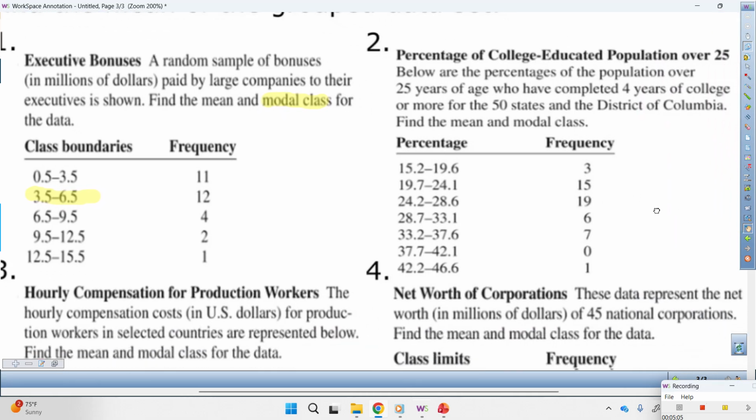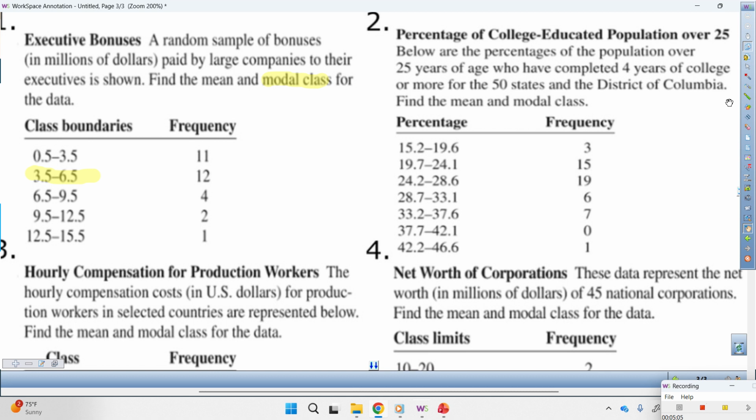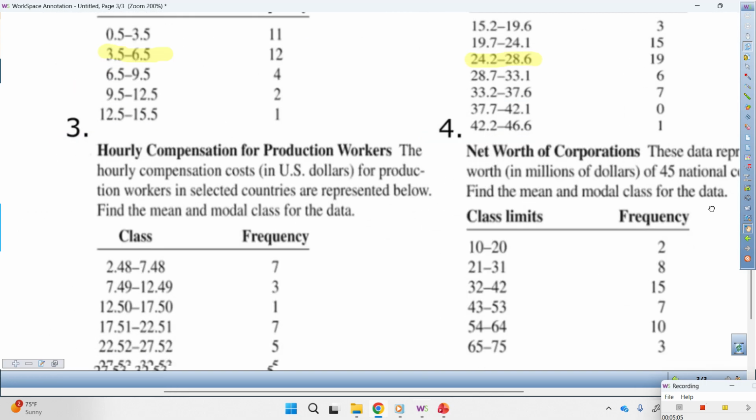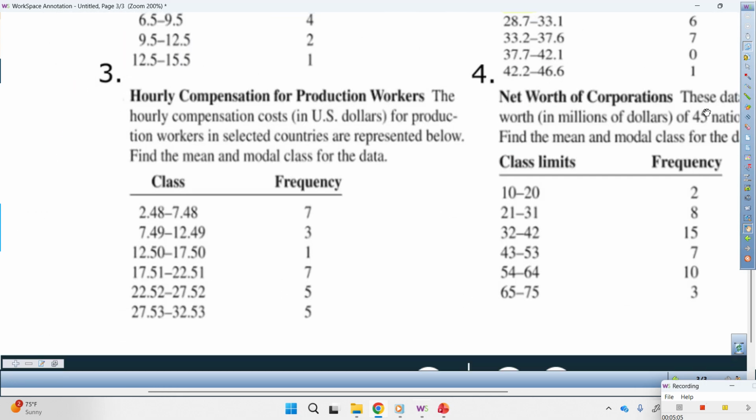Okay, don't say it out loud. Keep it to yourself. Let people think. Modal class is that one. For this one, the modal class is that one. Don't say it out loud. Let people think. Let me go to the next one. The modal class.